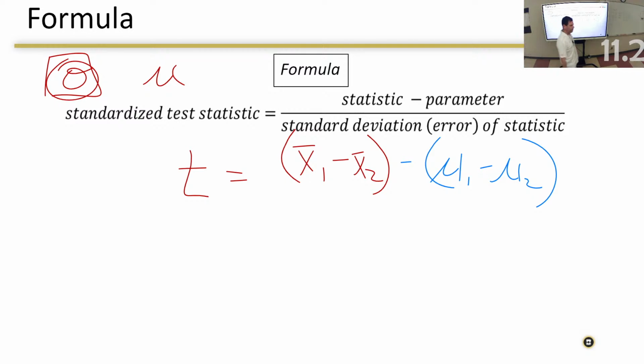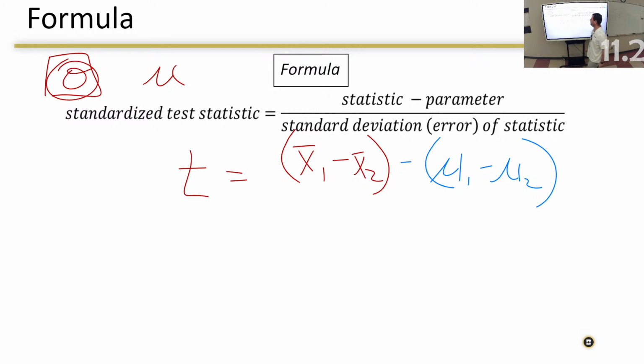But remember this, right? Mu1 minus mu2 most of the time is 0. So if that's 0, then they don't write that. Because if mu1 minus mu2 equals 0, they'll just put a 0 here. Just don't get confused by saying that this is statistic minus parameter. It's statistic minus parameter. Parameter is 0.